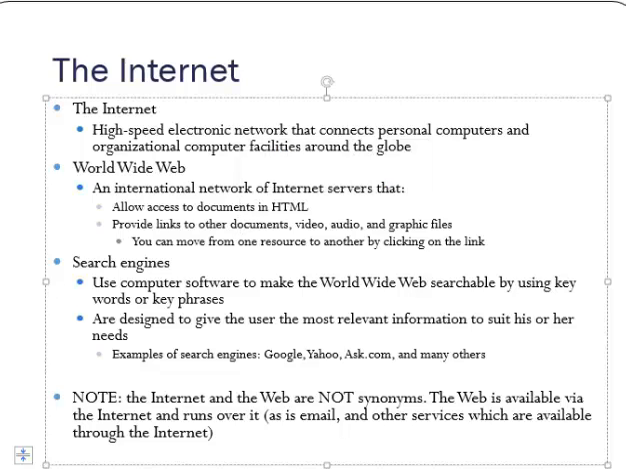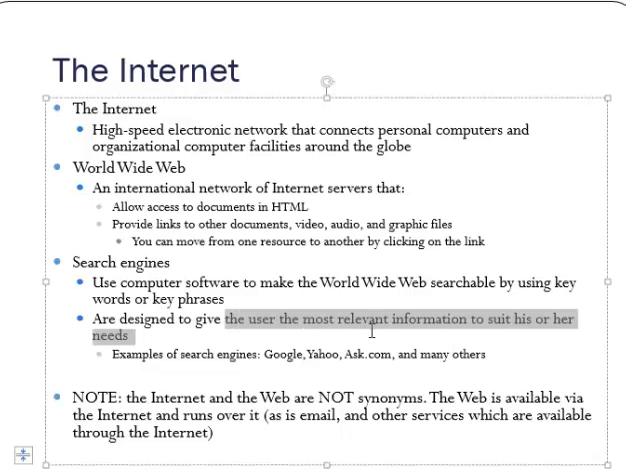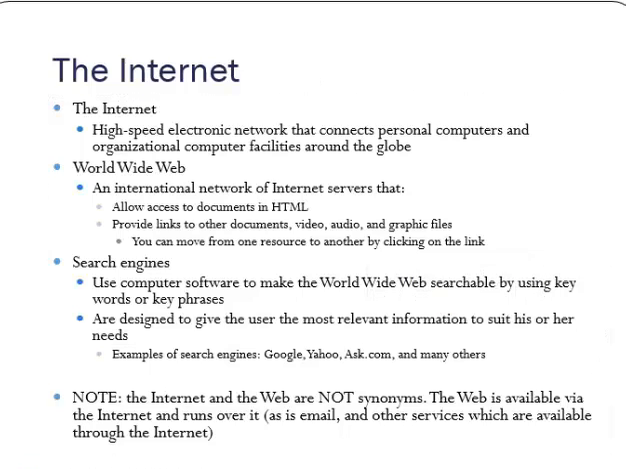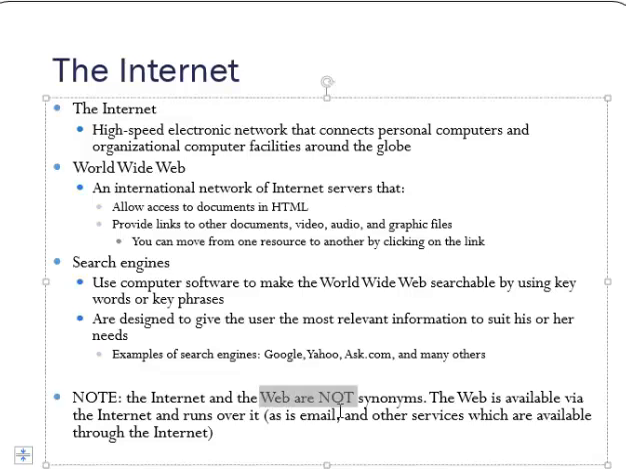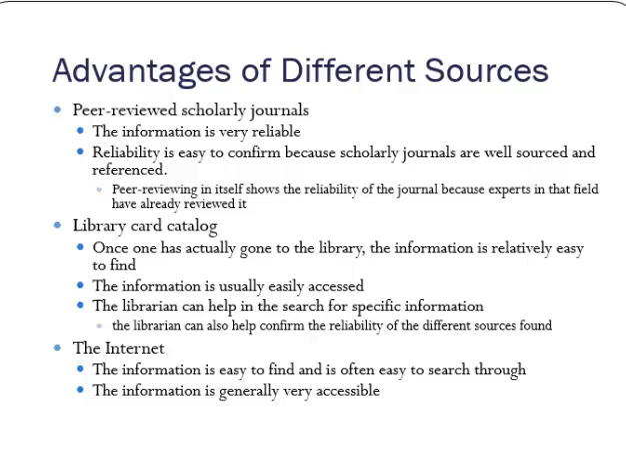Search engines use computer software to make the World Wide Web searchable, like Google, Yahoo, Ask.com, all these different things, and they're designed to give the user the most relevant information to suit his or her needs based on the terms that the person searched. You can see on the bottom, as we just discussed, the Internet and the World Wide Web are not the same exact thing. The web's available over the Internet. It runs over the Internet, and it allows everybody to access the same central information.